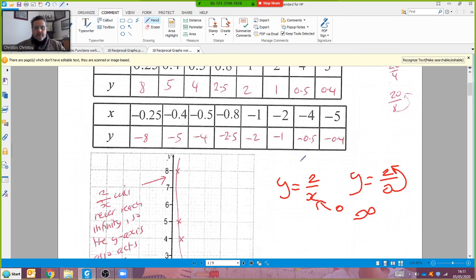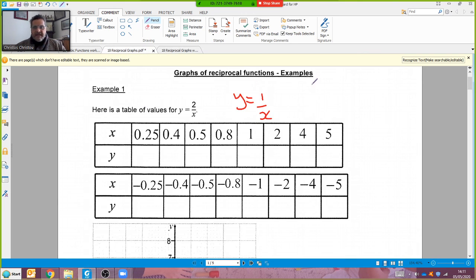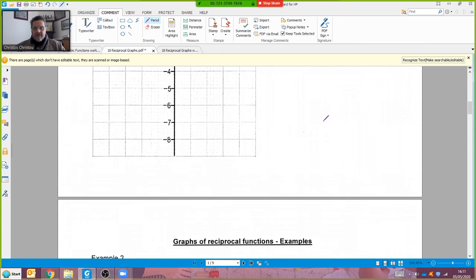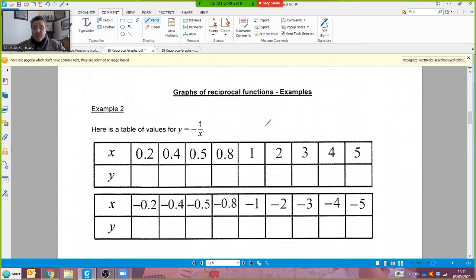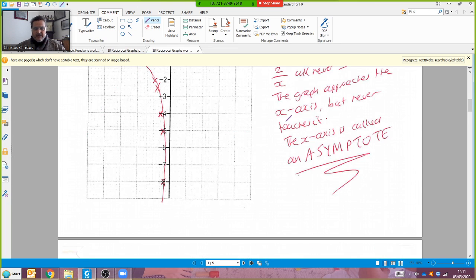All right? So that's what the first one will look like. And don't be tempted to join the ends. They don't touch. They shoot off in different directions. So here's the next graph, minus 1 over x. So it will look like 1 over x, but minus. What does that even look like? Well, let me give you a heads up on what it looks like.